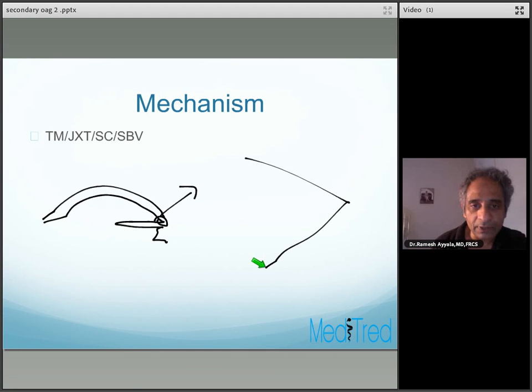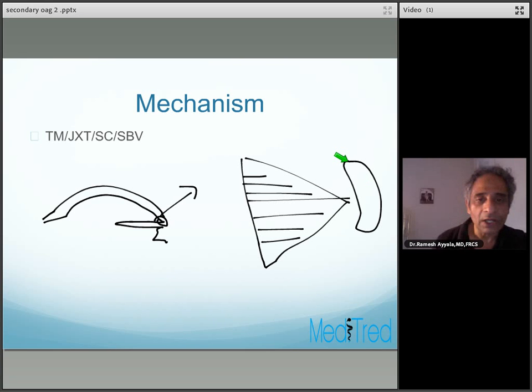You will have the trabecular meshwork with linear beams taking the aqueous across. This, of course, is a cut section. And you have your Schlemm's canal located here. So when we talk about open angle glaucoma, we are saying that this angle is open. However, because it's glaucoma, aqueous is not reaching its target site, which is the Schlemm's canal and beyond. And let me draw the collector channels here.